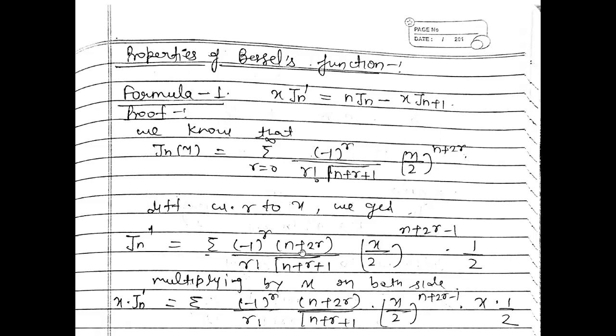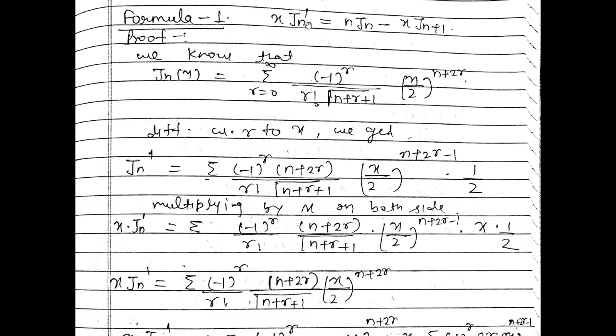So this step same as it is. Now x to the power n differentiation formula will be applicable. So n, that means n plus 2r, x by 2 to the power n plus 2r minus 1 into x by 2 differentiation, 1 by 2. Right, now we need next step x into Jnx derivative, so just multiply by x on both sides. So multiply by x on both sides, then you will get x into Jnx derivative is equal to summation. This step same as it is. This step same as it is. x by 2 to the power n plus 2r minus 1 into x into 1 by 2 here.